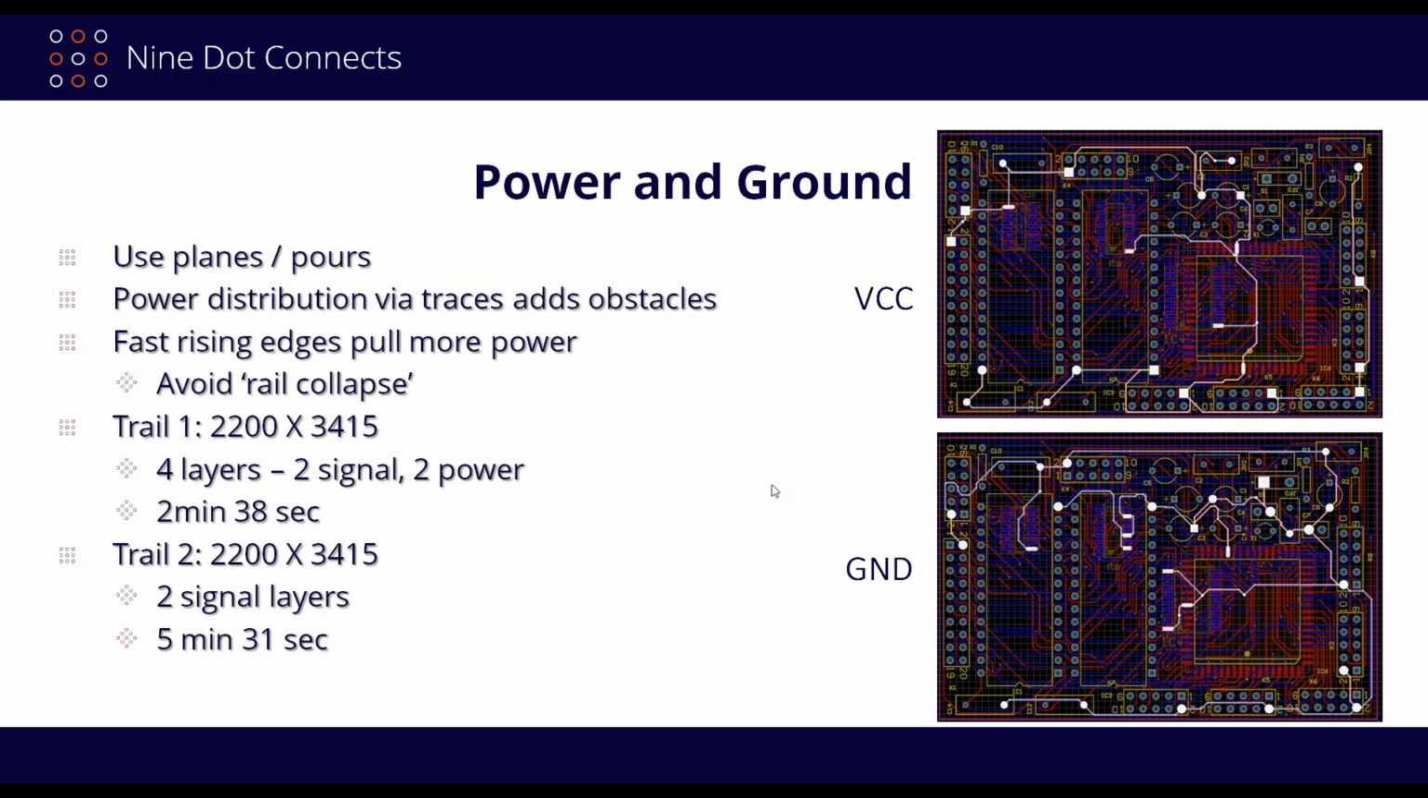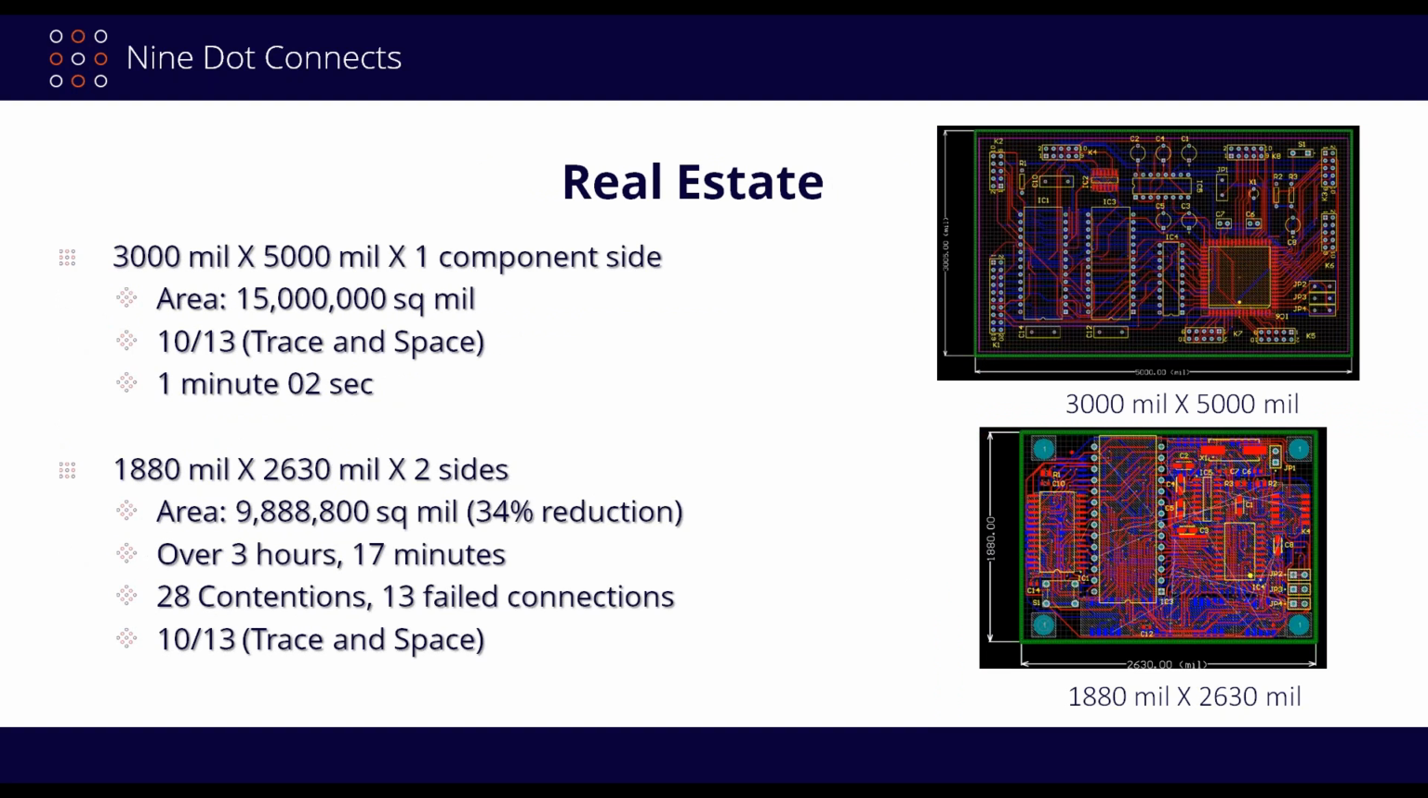So my recommendation here is that if you can get away with it, polygon pours are a big help, or if you can put planes in there so you can drop down to the planes, that helps tremendously as well, so that you can free up your routing space. In terms of real estate, real estate will also play a role.